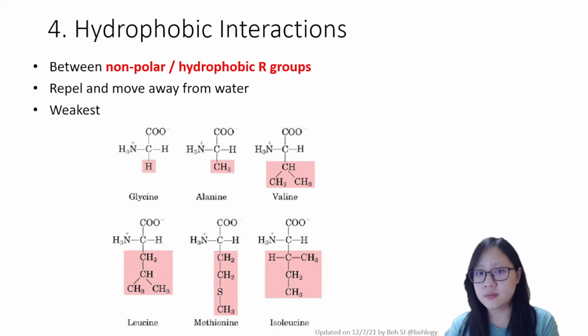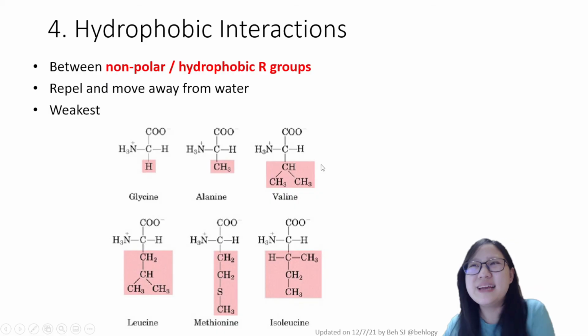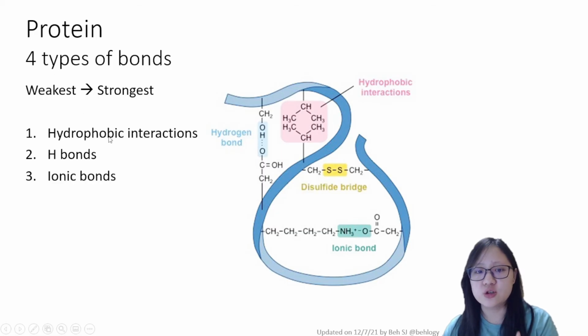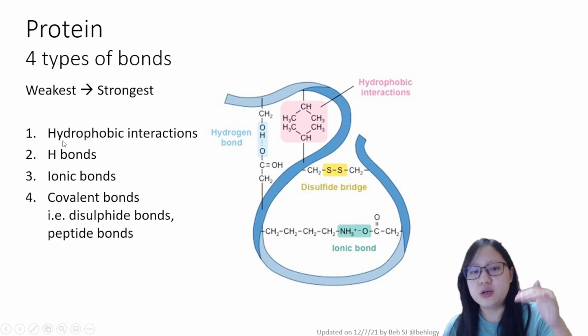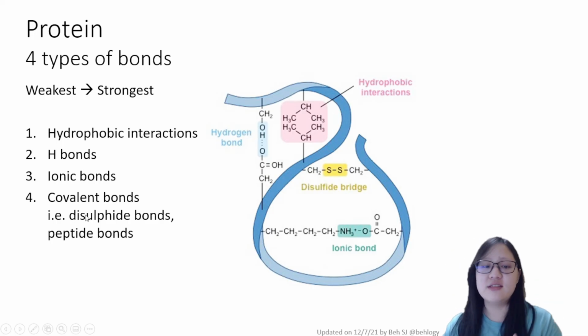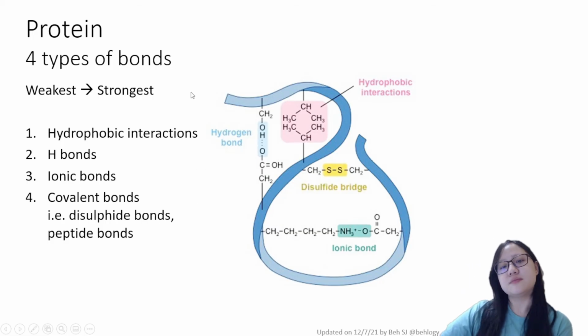These are the weakest bonds though, because there's not really any bonds forming per se. They just interact because they have a similar chemical property. So if we were to rank the bonds from weakest to strongest, it will be hydrophobic interactions weakest, then hydrogen bonds, ionic bonds, and then covalent bonds, which are disulfide and peptide bonds. So these are the bonds you'll be looking at.